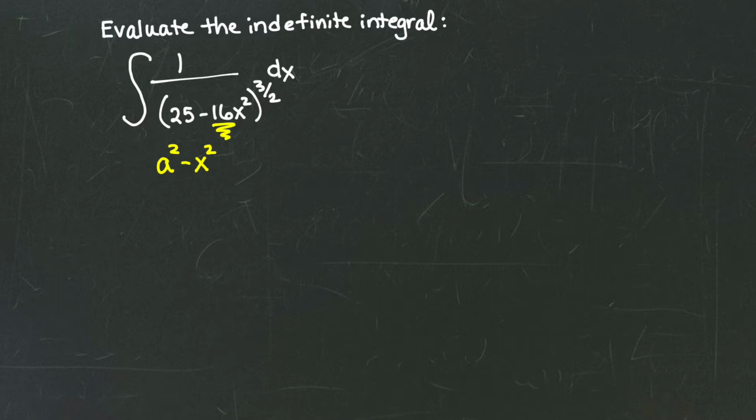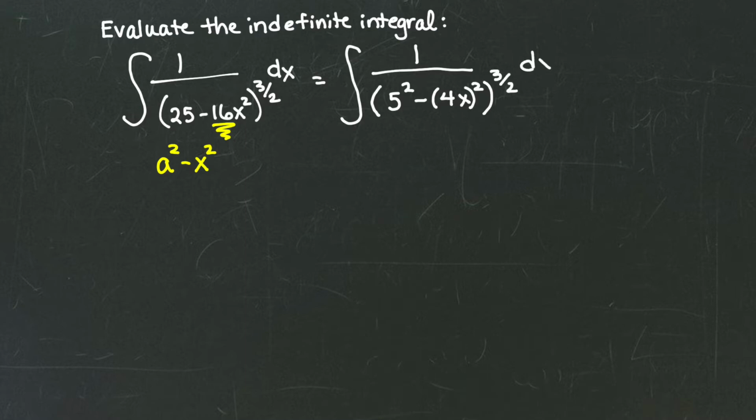Well, I'll tell you what my brain says, and see if this doesn't make sense to you. My brain says, okay, let me look at this bottom here. I have a 25 minus 16x squared. And I know 25 is 5 squared, and I know 16x squared is actually (4x) squared. All of this is being raised to the 3/2 power, and we'll deal with that in a minute. But let's keep focused now. So normally, if we see a squared minus x squared, we would make the substitution x equals a sine theta.